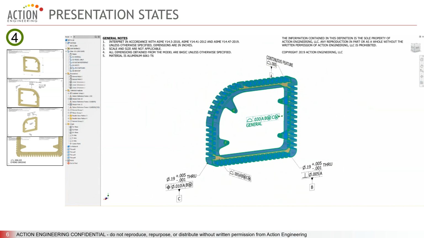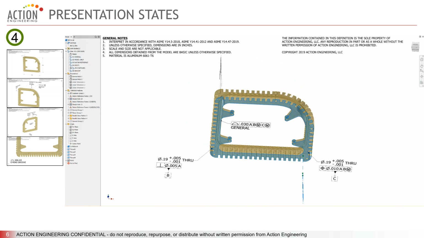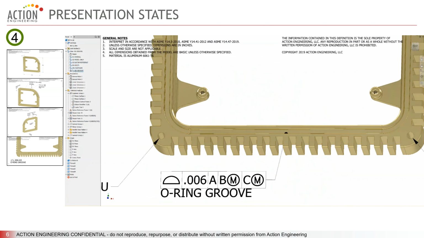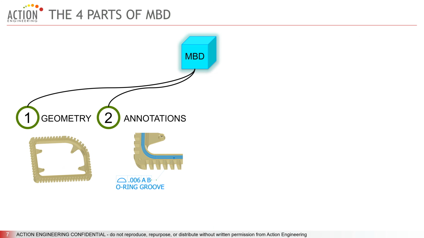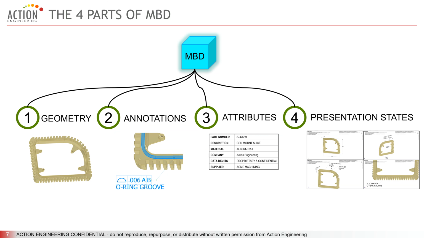There will be a time in the future when we don't need presentation states because the data moves seamlessly from one 3D format to another. But today, we find that a few standardized presentation states really helps MBD adoption. And those are the 4 parts of MBD. Geometry, annotations, and attributes are intended for machine readability or computer software consumability, and presentation states are really only for the humans.